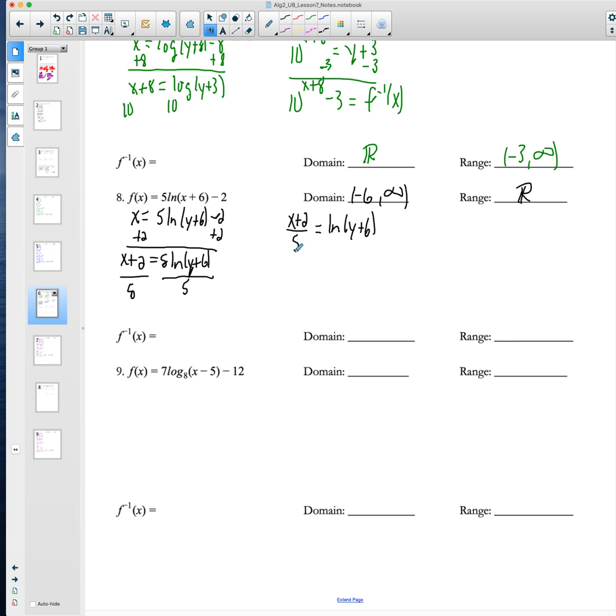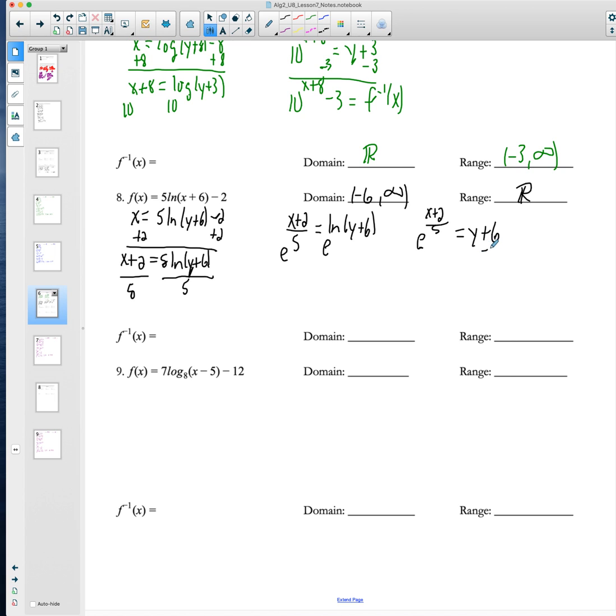All right, now, once again, I have to undo this natural log, and that would be base e. So I'm going to take base e of both sides, like so. I'm going to be left with e, and notice all of this is my exponent. So (x plus 2) divided by 5, all of that, is my exponent, and that's going to equal y plus 6.